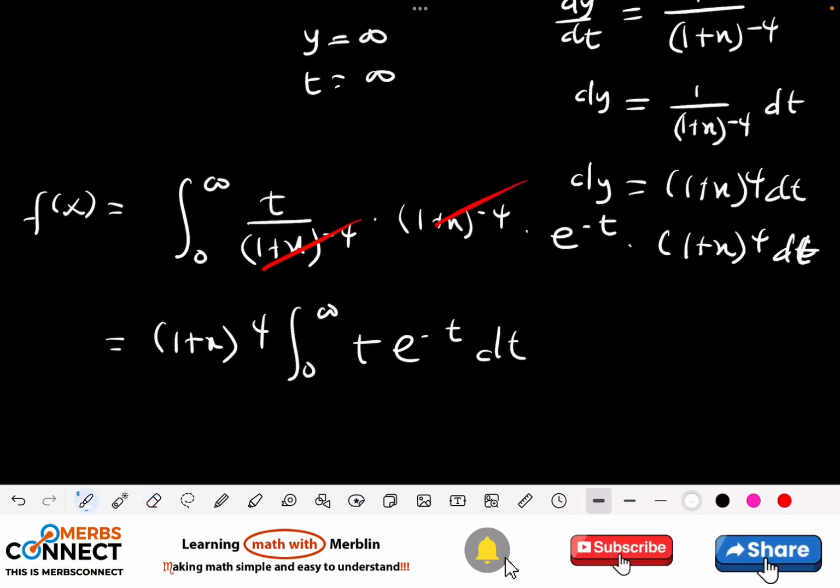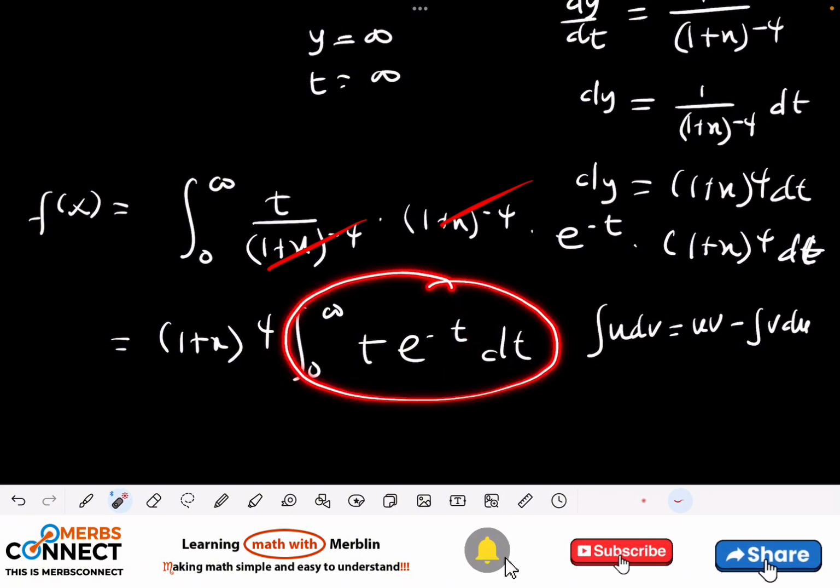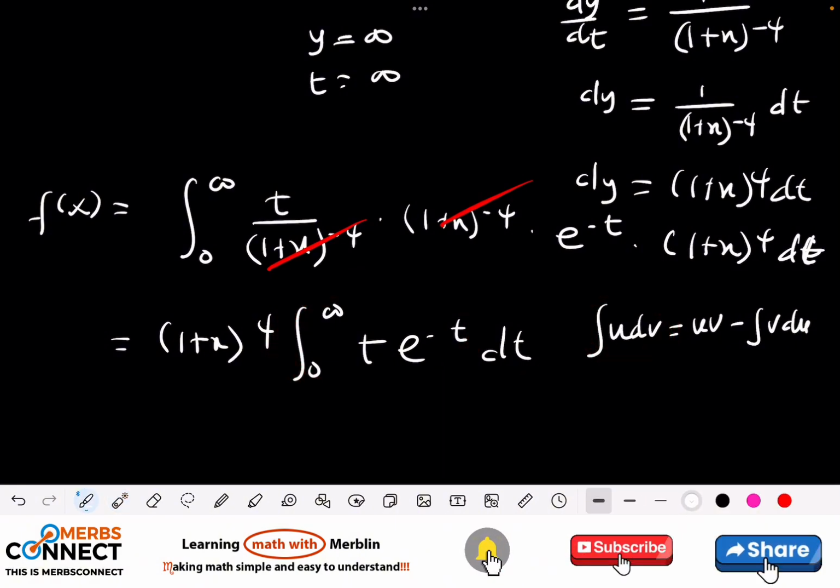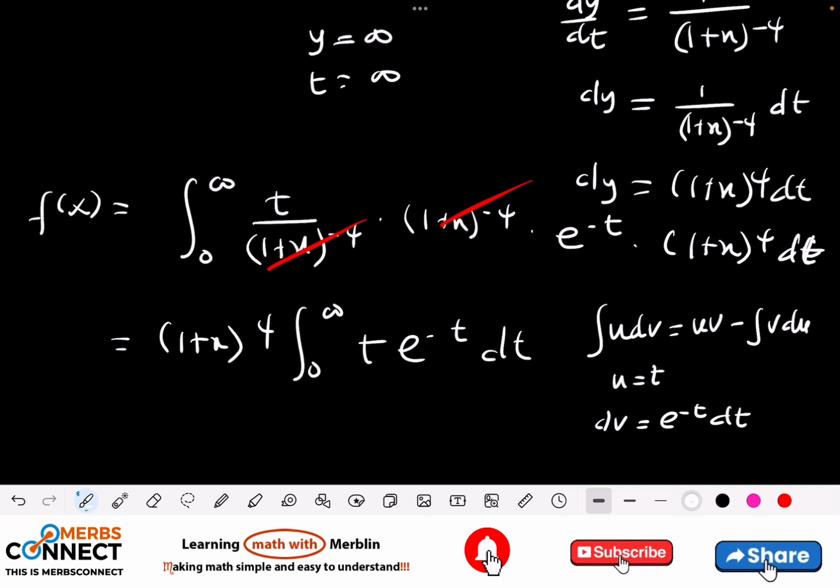We know that by integration by parts, u dv is equal to uv minus v du, right? So here, when you compare this with what is here, our u will be equal to t, and then our dv will be equal to e to the power minus t dt, right? So here too, we want to do a change of variables, so we need to change all the variables.